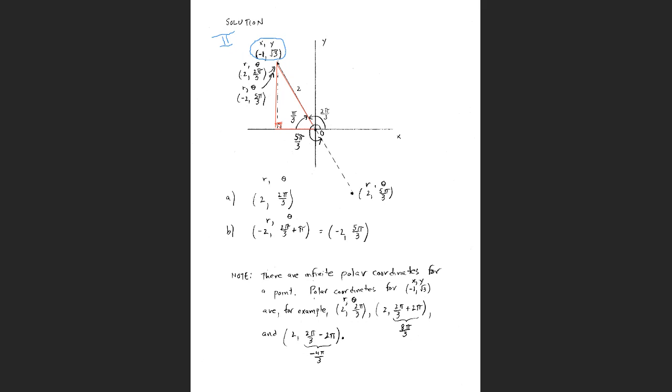The hypotenuse is 2. So, for the polar coordinate, I need to identify the angle, right? I need to identify the angle. The reference angle for my right triangle is 60 degrees.